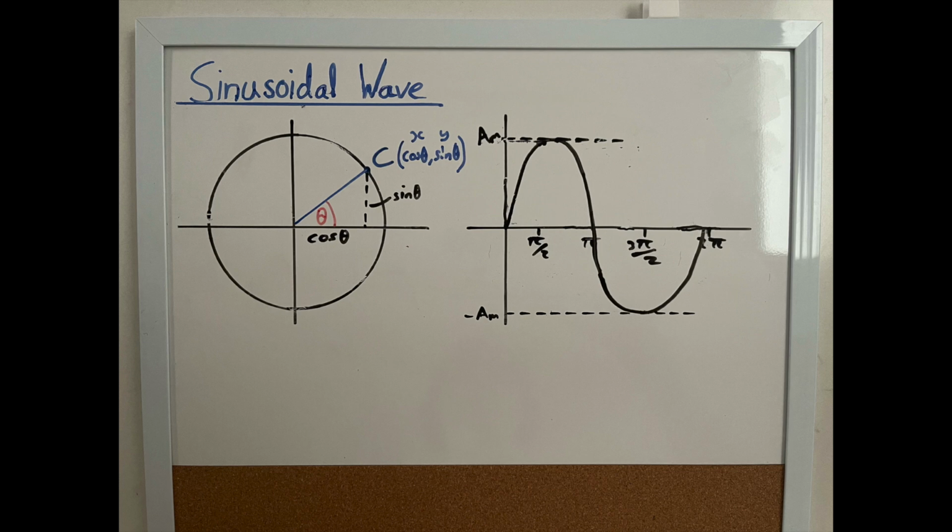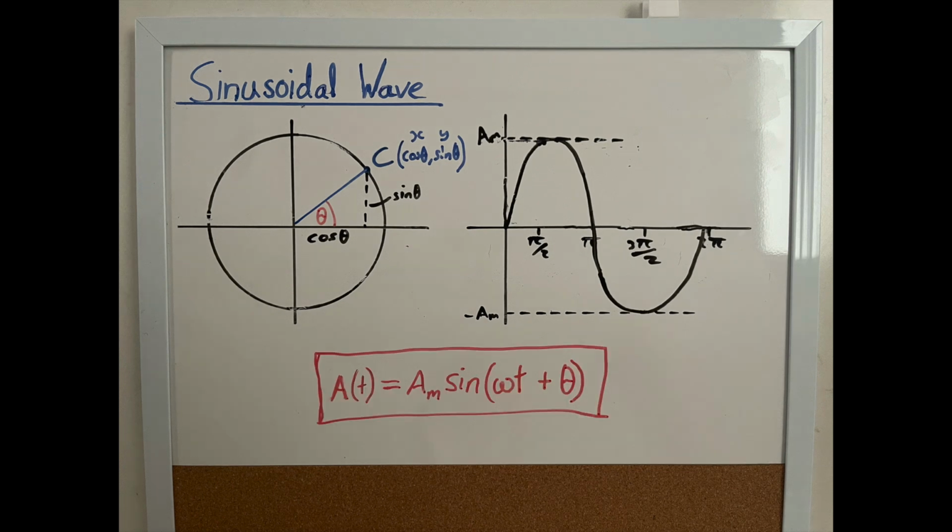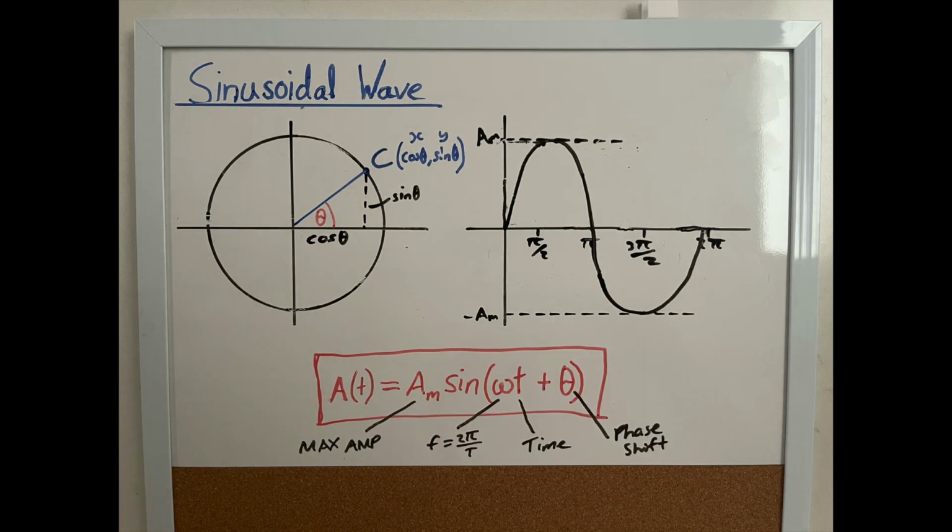In AC circuits, this is used to represent the amplitude, either showing the voltage or current, as functions of the time t, which is given by the general form A sine(omega t plus theta), where A is the max amplitude of the wave, omega is the angular velocity, which is given by the formula 2 pi over T, T is the time, and theta is the phase shift of the waveform.